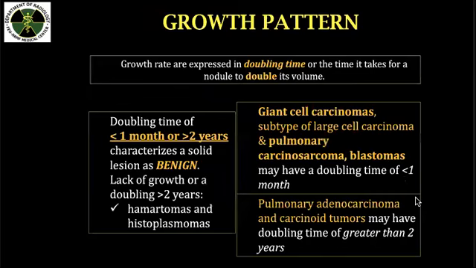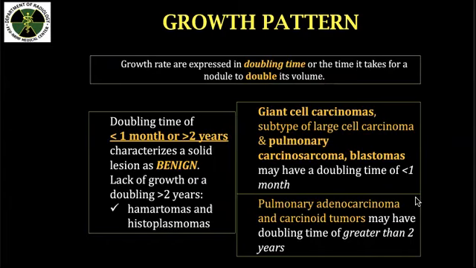The growth pattern is one of the characteristics that we should assess when we're talking about a solitary pulmonary nodule. The growth rate is expressed as doubling time, or the time it takes for the nodule to double its volume. A doubling time of less than 1 month or greater than 2 years characterizes solid lesions as benign.